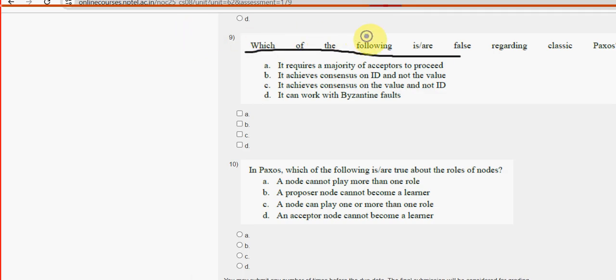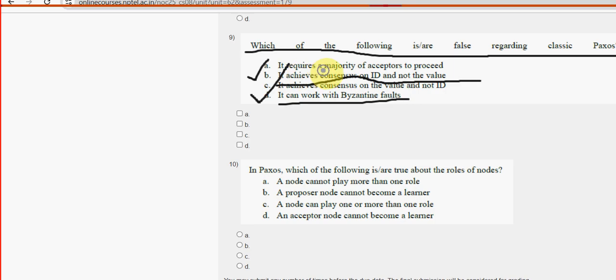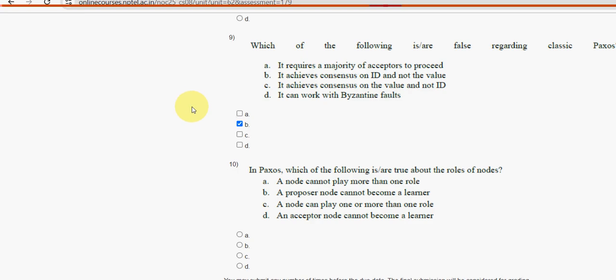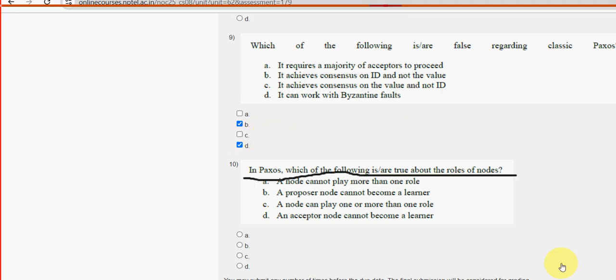Which of the following is or are false regarding classic paxos? For ninth, we have got 2 probable solutions. Option B, it achieves consensus on ID and not the value. And the other one is option D, guys. It can work with Byzantine faults. So mark options B and D as the probable solutions. And moving on to the final question of the assignment, that is 10th one. 10th question. In Paxos, which of the following is or are true about the roles of nodes?